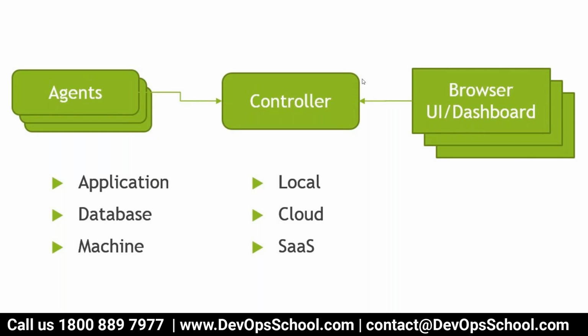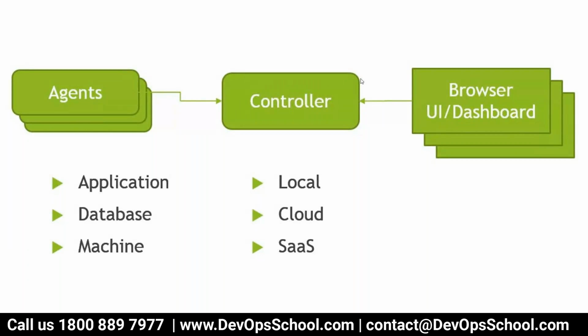Now this controller can be local. That means you can install it in your premises, or you can install it in the cloud, and it can be SaaS based also. SaaS based is the one I'm going to use today in this part of the session, and we'll use the machine agent for displaying the demo. Then you have a browser UI and dashboard where you can see all the data collected by the agent, explore it, create a dashboard, and so on.